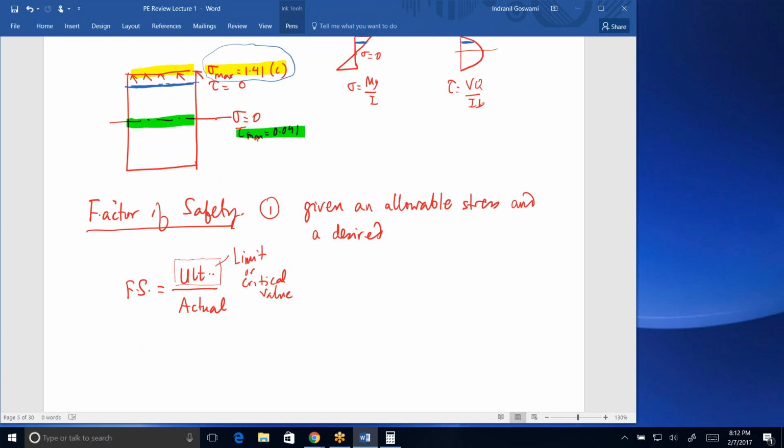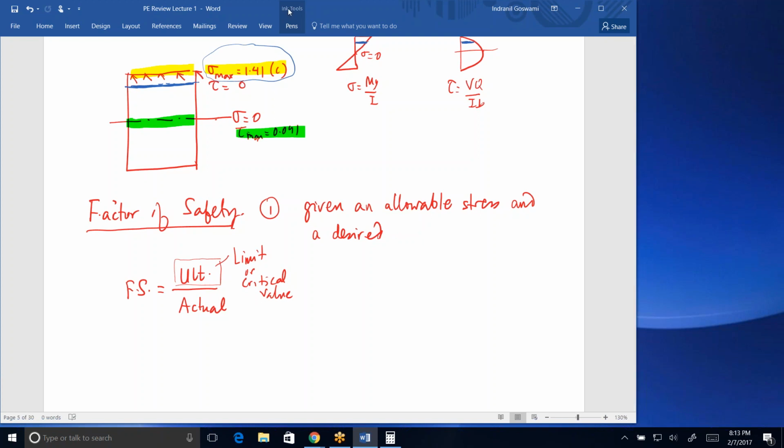But if they give you an inherently unsafe situation, right? If they give you a situation where the stabilizing forces are less than the destabilizing forces, you have an unsafe situation and your factor of safety should come out as less than 1. So always remember that the limiting value, not the larger value, but the limit value should go up top. So if you're given an allowable stress and a desired factor of safety, what was I trying to say here?